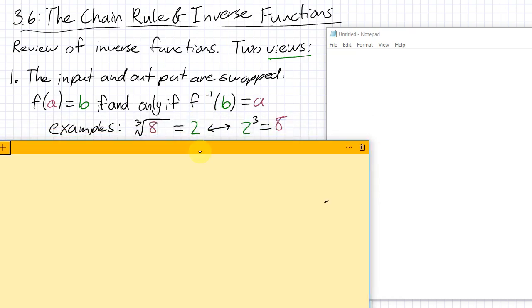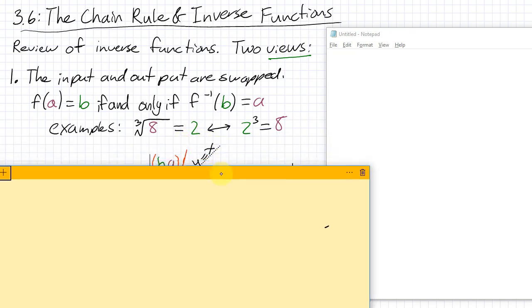Some examples of this notation: the cube root function on the left here is the inverse function of something cubed. So if 2 cubed is 8, then you should be able to take the output from that function, make it be the input into the inverse function, and the result should be 2. So the output and input are swapped, in other words.